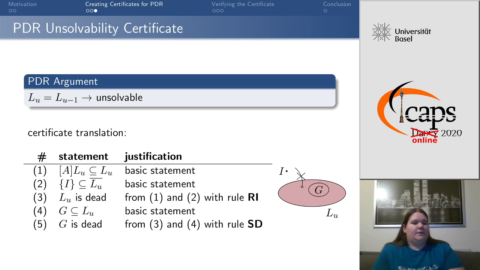So we have seen that we can relatively easily generate such a certificate. It is also possible in an efficient way, since we just need some text and we need to somehow represent LU. But since PDR also needs to do that, this should be no problem. But how about verifying this certificate?